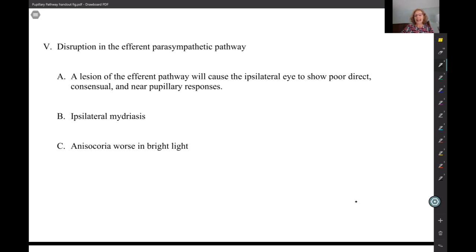Normally, bright light causes both pupils to constrict. Since the innervation to the sphincter doesn't work when you have a parasympathetic lesion, the normal pupil constricts to light, but the abnormal one does not constrict. And this is what makes the anisocoria worse in bright light. In dim illumination, you may still have some anisocoria, but since it's mainly the dilator working, you'll have less anisocoria.